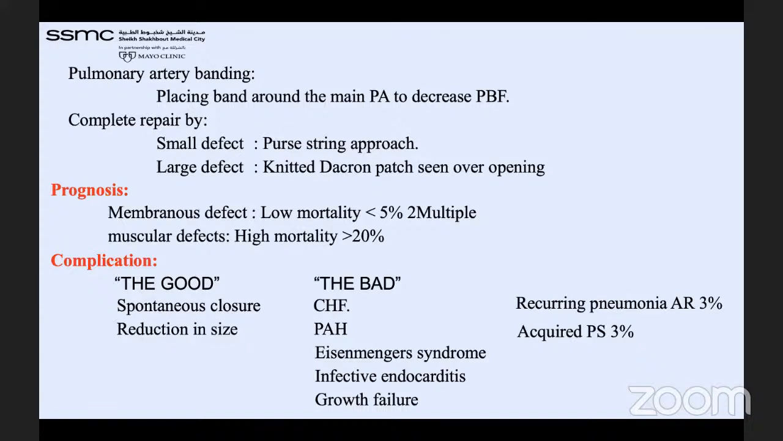Prognosis: if it is a membranous defect, low mortality, less than 5%. If it's a muscular defect, then high mortality, more than 20%. The good and the bad: most VSD defects have spontaneous closure or reduction in size. The bad is this: it can develop into congestive heart failure, recurrent pneumonia, acquired pulmonary stenosis, Eisenmenger syndrome, infective endocarditis, and growth failure.